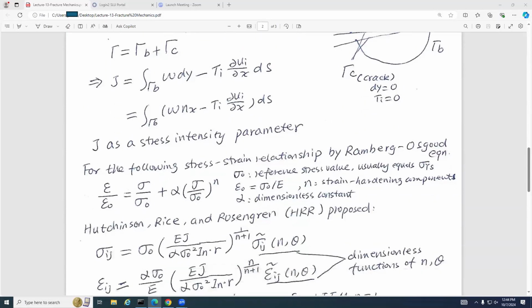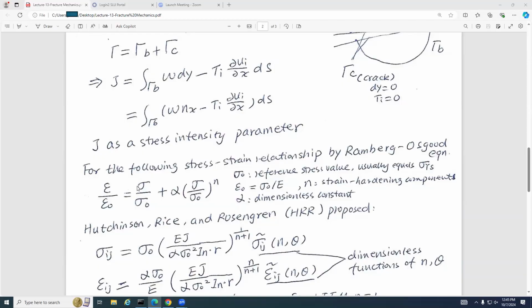For the following stress-strain relationship given by this equation, this is the Ramberg-Osgood equation. So this is a stress-strain relationship. Epsilon is the strain and sigma is the stress. Epsilon 0 and sigma 0 are the reference stress value and strain value respectively. Alpha is a dimensionless constant, and capital N is the strain hardening component.